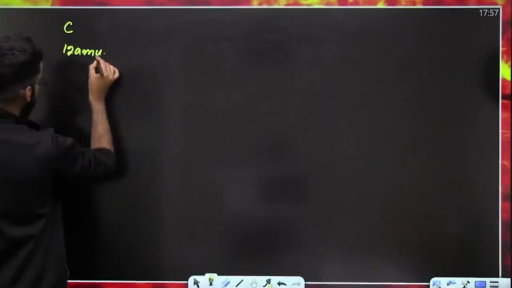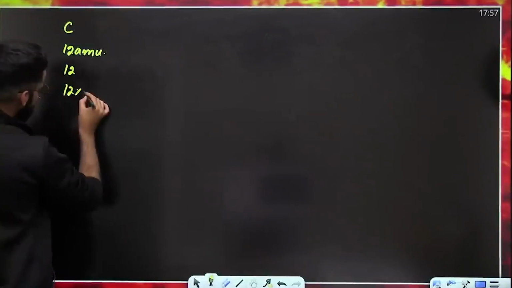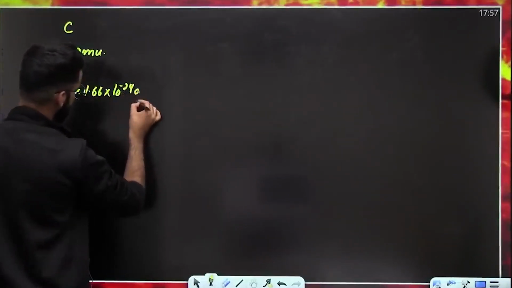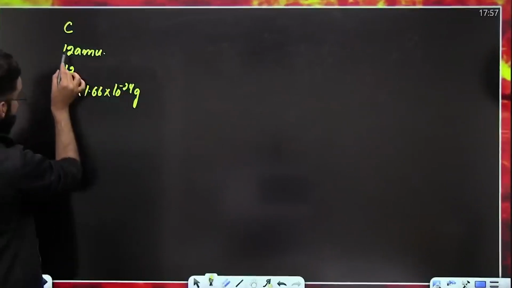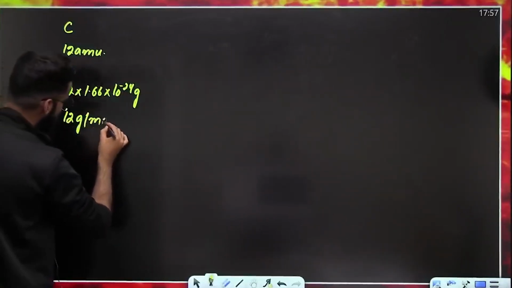Okay? I am talking about carbon. Yes, students, the first terminology which I'm writing, that's 12 AMU. Second terminology I'm writing as 12. Third terminology I'm writing as 12 into 1.66 into 10 raised power minus 24 grams. Fourth terminology, instead of 12 AMU, I'm writing 12 grams. Yeah, 12 grams per mole.